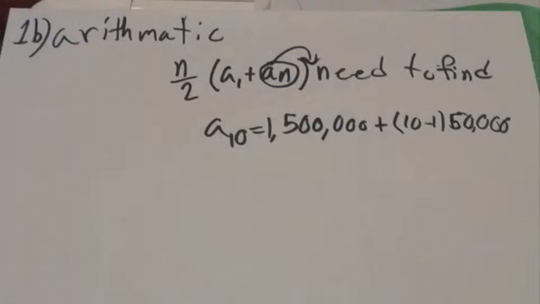To do the equation, we had to use the arithmetic formula, which is n divided by 2 times a_1 plus a_n, but we didn't know a_n, so we had to use the explicit formula. The explicit formula was a_n equals a_1 plus n minus 1 times d. Putting everything together, it was a_10 equals 1,500,000 plus 10 minus 1 times 50,000.